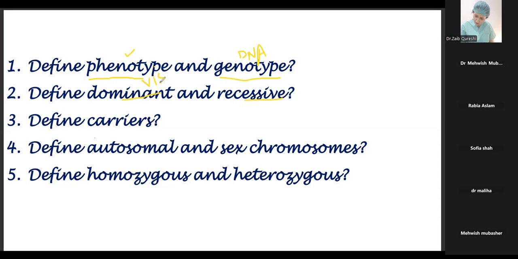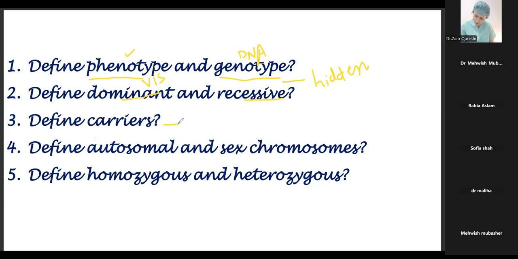And recessive is the hidden one. Am I right? If something is visible and it's strong, we call it dominant, and recessive is the hidden one. So this is a very easy definition. And we will use this knowledge of dominant and recessive in the coming slides.